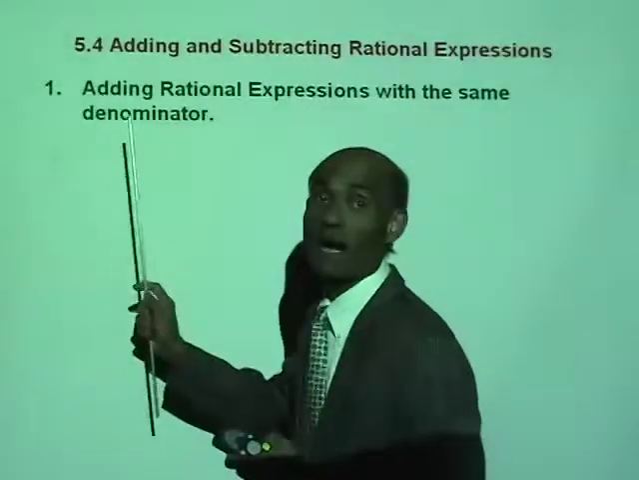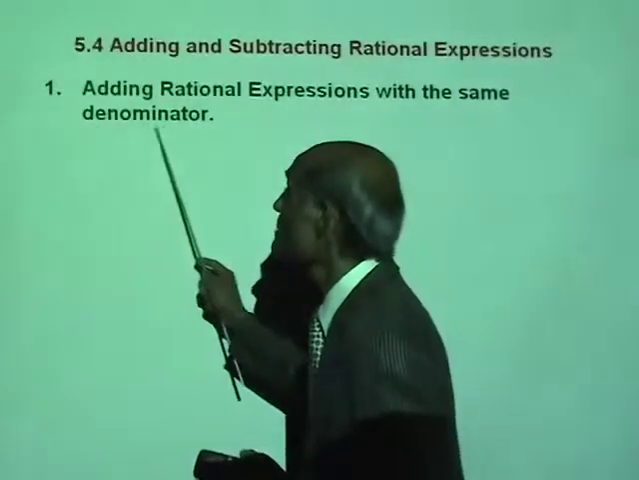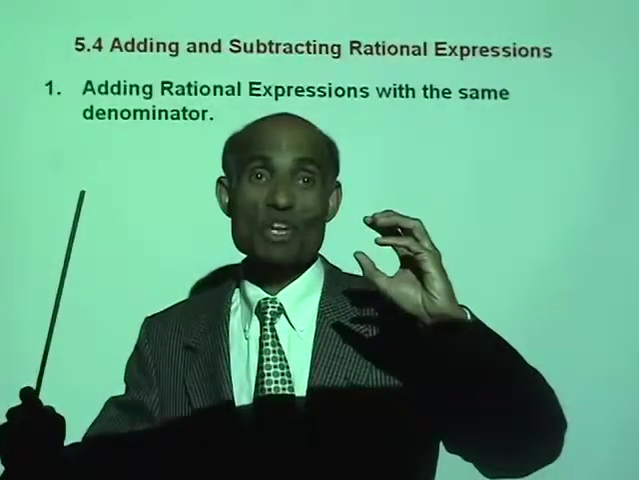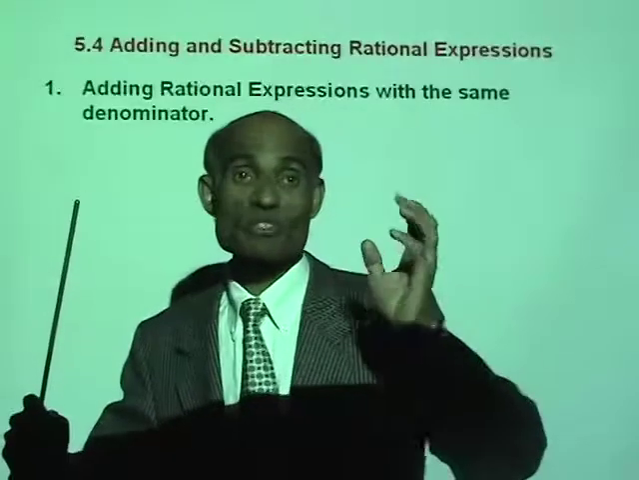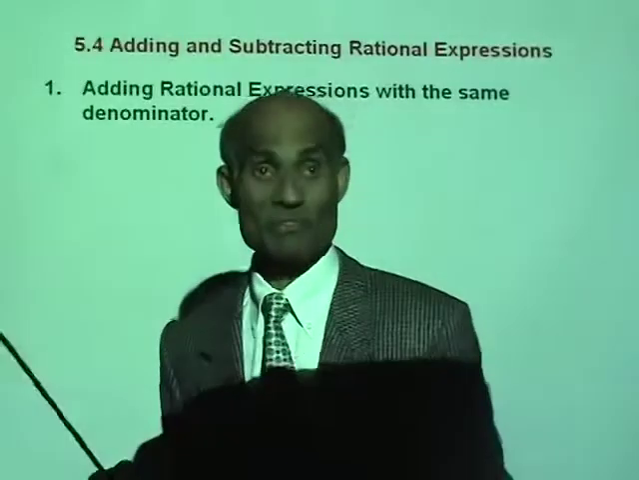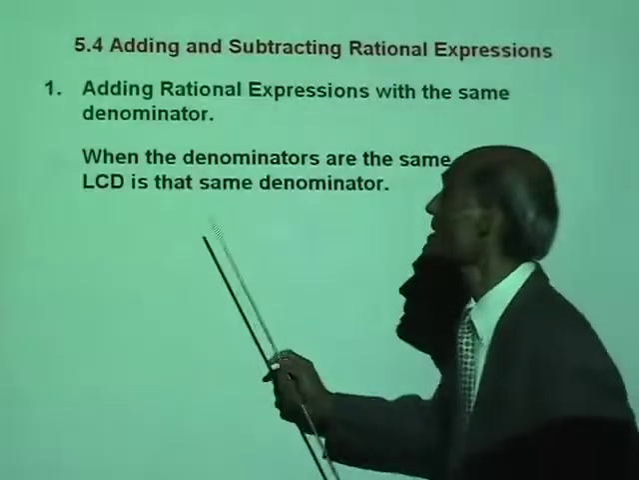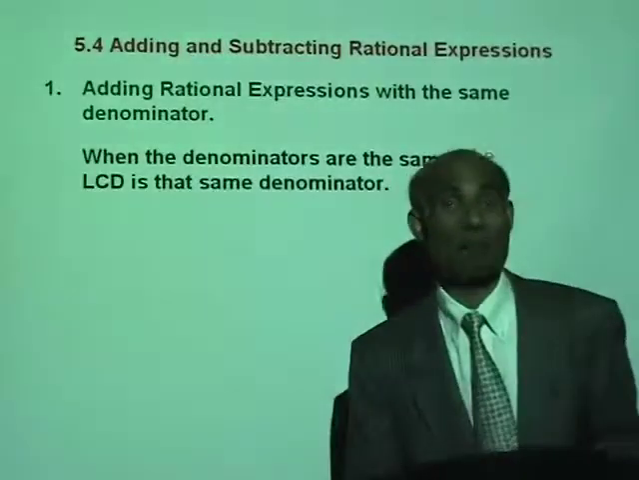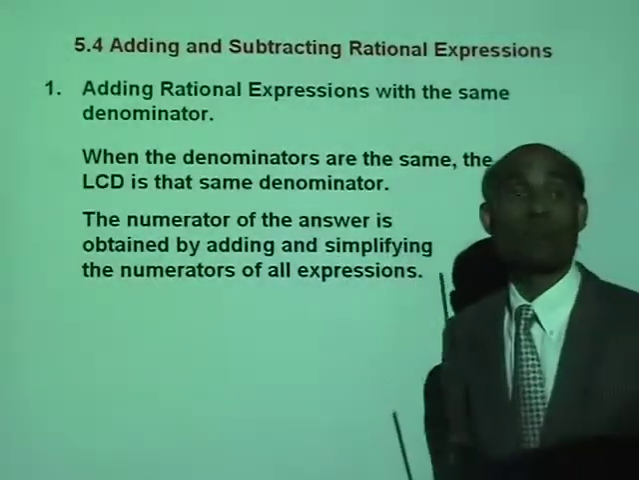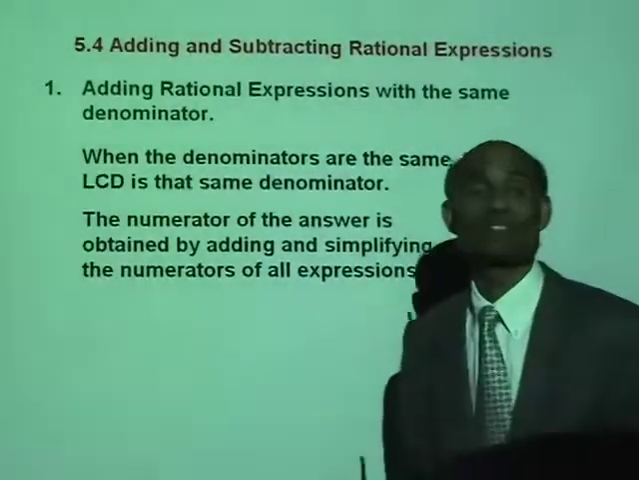Now, we will start by adding and subtracting rational expressions with the same denominator. Well, when the denominators of different rational numbers or rational expressions are all the same, the LCD will also be the same. Is that right? Okay. When the denominators are the same, the LCD is that same denominator. Now, the numerator of the answer is then obtained by adding and simplifying all the numerators of the expressions.